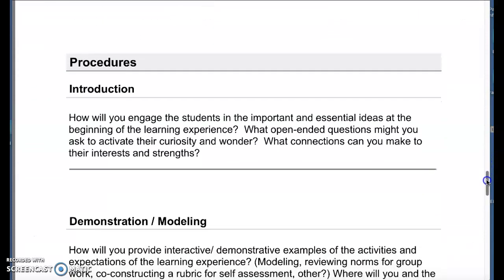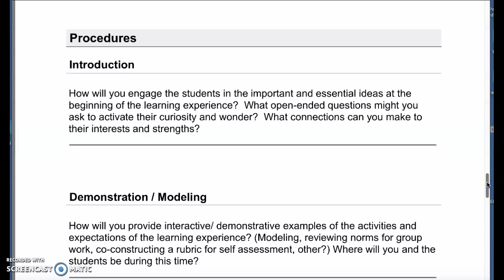The procedures section of the lesson is where you're going to describe in detail how you're going to teach this lesson. So for the beginning of the lesson, how are you going to engage students in learning, and how are you going to hook those students in? And then make sure you write down what open-ended questions you might ask the students to activate their curiosity and wonder and really get them excited for the learning for this lesson. And then what connections can you make to their interests and strengths? So going back to that learner section where you described who your students are, how can you get the beginning of this lesson going using that information?